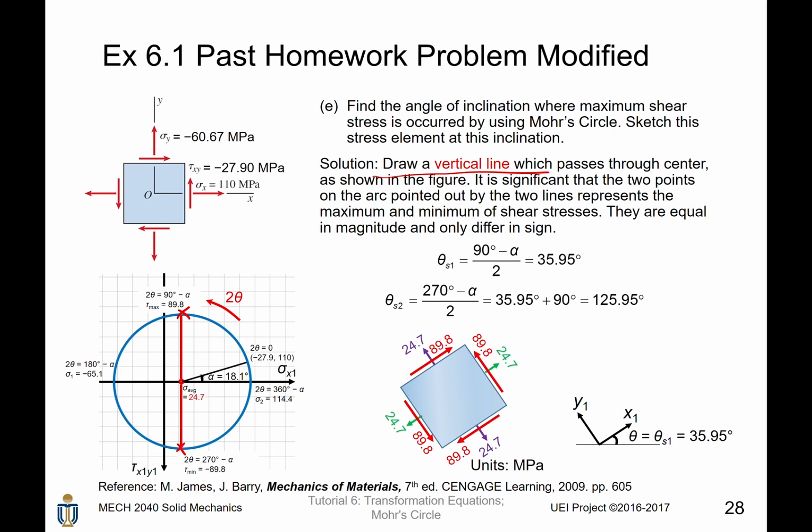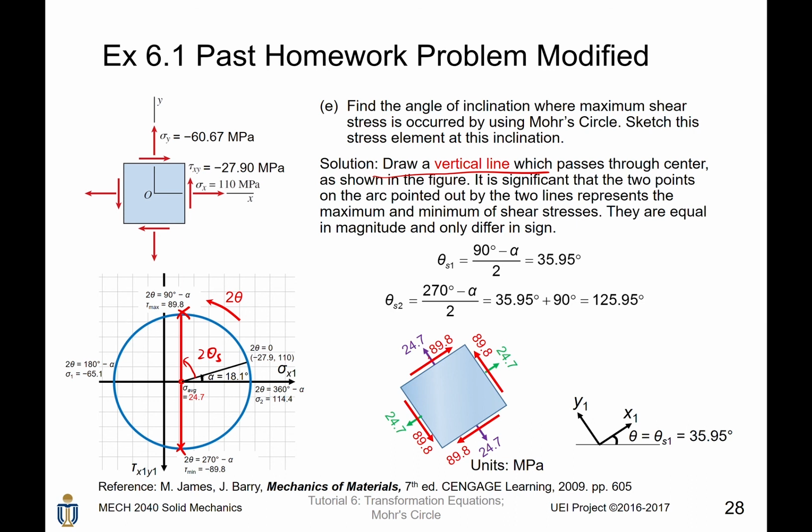To do this, first, we know that 2 theta s equals 90 degrees minus alpha. Then theta s equals 35.95 degrees. And similarly, theta s2 equals 35.95 degrees plus 90 degrees. But actually, there is not much we can do with it, because this surface is 35.95, and adding 90 degrees is automatically this surface, since we suppose the stress element is a square. Then we can also sketch the stress element at this inclination.